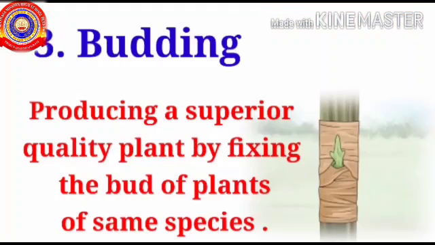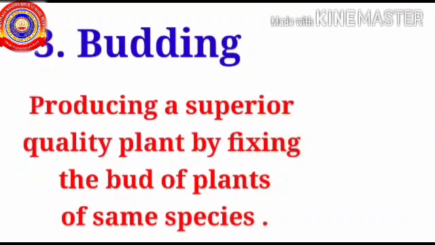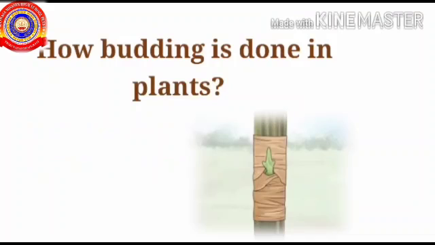The third method is budding. It is a method of producing a plantlet by fixing the bud of a plant of one species to the stem of a plant of the same species. In it, we have discussed how budding is done in plants.